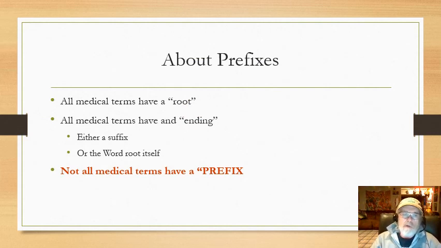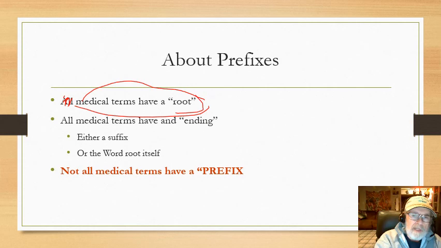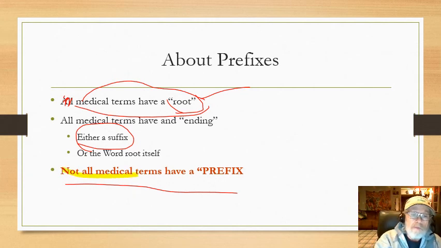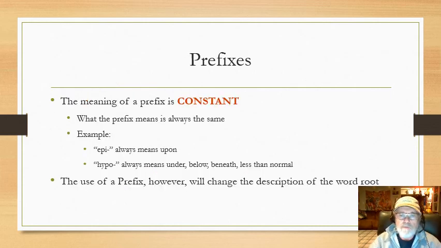Many medical terms have a root, and that's our word root, like we talked about. And if I have a word root, according to the first rule we talked about, it has to be finished off with a suffix. So that suffix is what follows that word root. Not all medical terms need to have a prefix. In fact, many medical terms do not. But the idea behind a prefix, like I talked about in an earlier presentation, is that it makes the word much more descriptive. By adding a prefix, it gives a more precise, more definitive definition of what that word really is. And that's where the prefix really comes in.